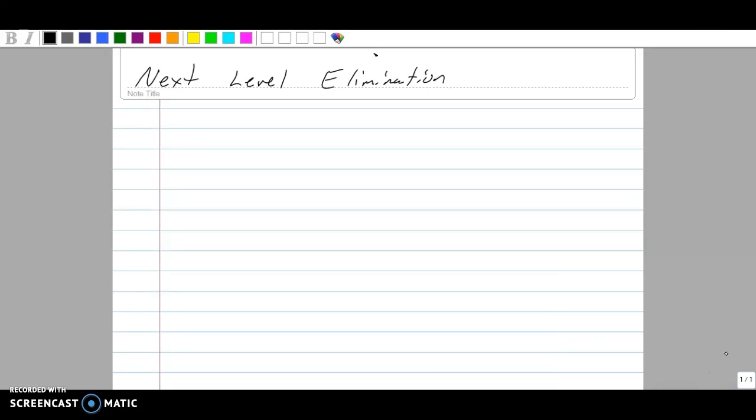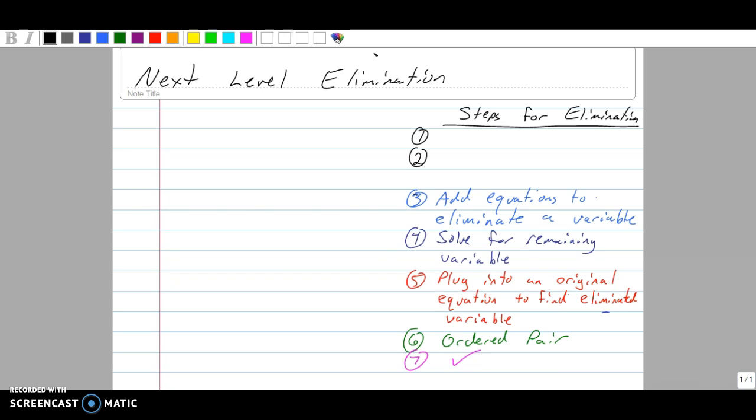Well, hey guys. In the previous video, we talked about easy elimination, or previous notes, but in this video, we're going to talk about next level elimination. Now, in those previous notes, we had some steps for elimination that look something like this. If you want to copy it down, go ahead and press pause and copy it down or pull out your notes from before. And we're just going to add, today we're going to talk about the first two steps.